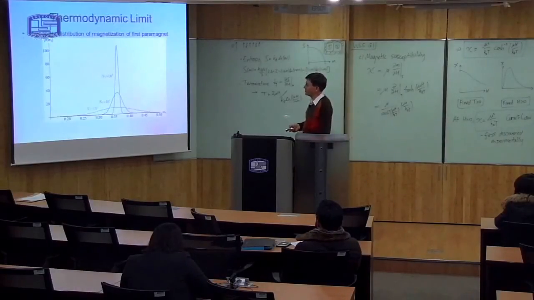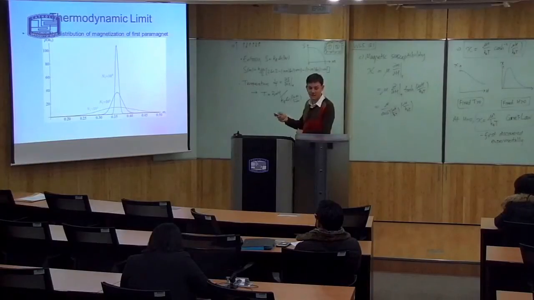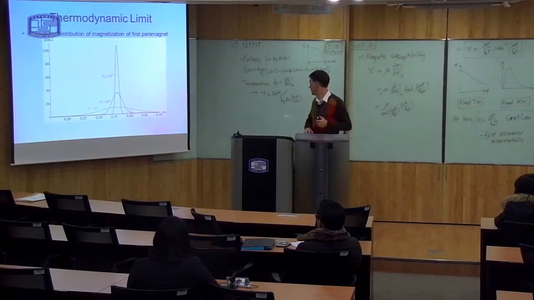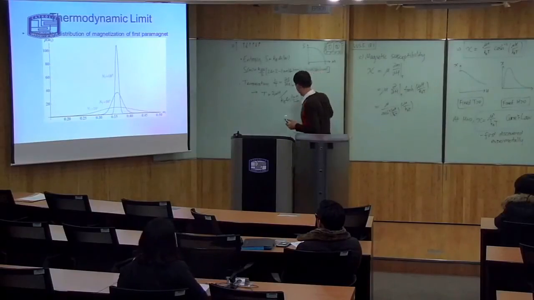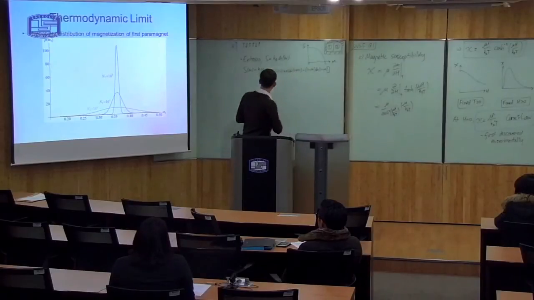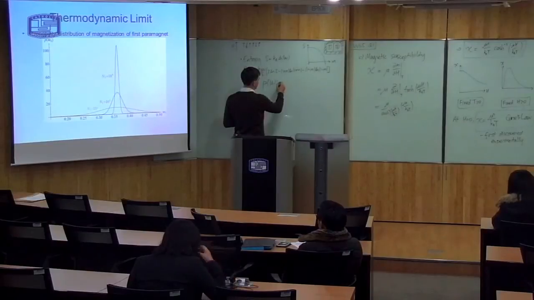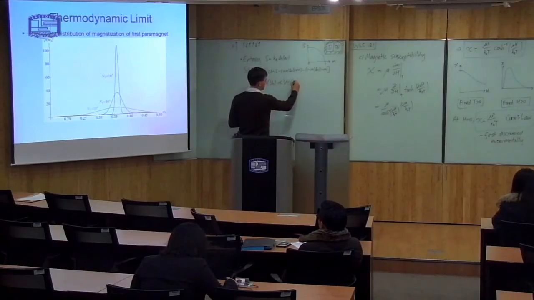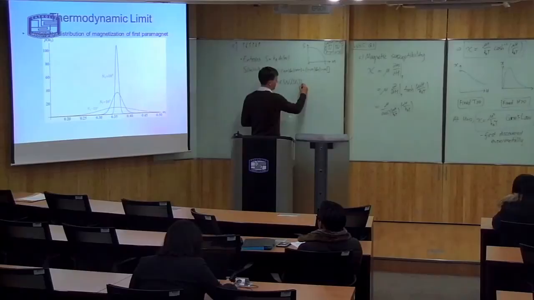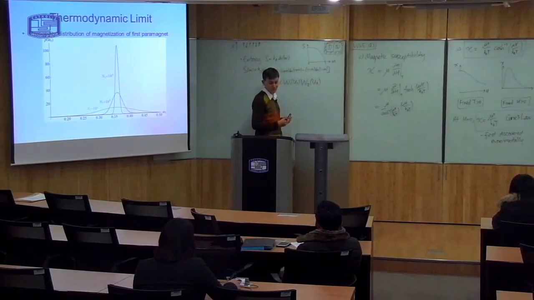So what do some things look like? Well, we can use this formula for the entropy to calculate the probability distribution of the magnetization at equilibrium. The way we do this is as follows. I told you that the probability of having energy U1 is proportional to the number of ways of arranging the first paramagnet with energy U1 times the number of ways of arranging the second paramagnet with energy U2.